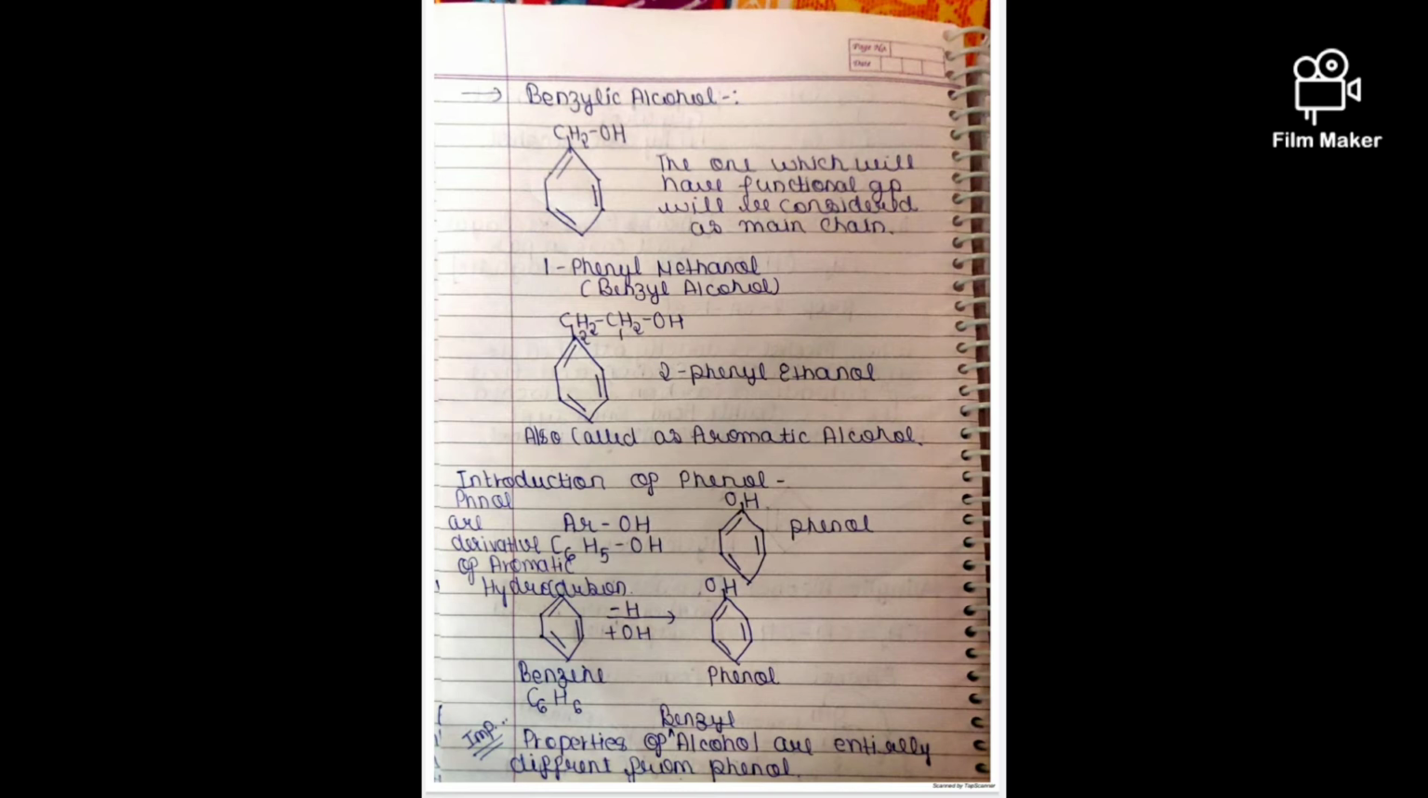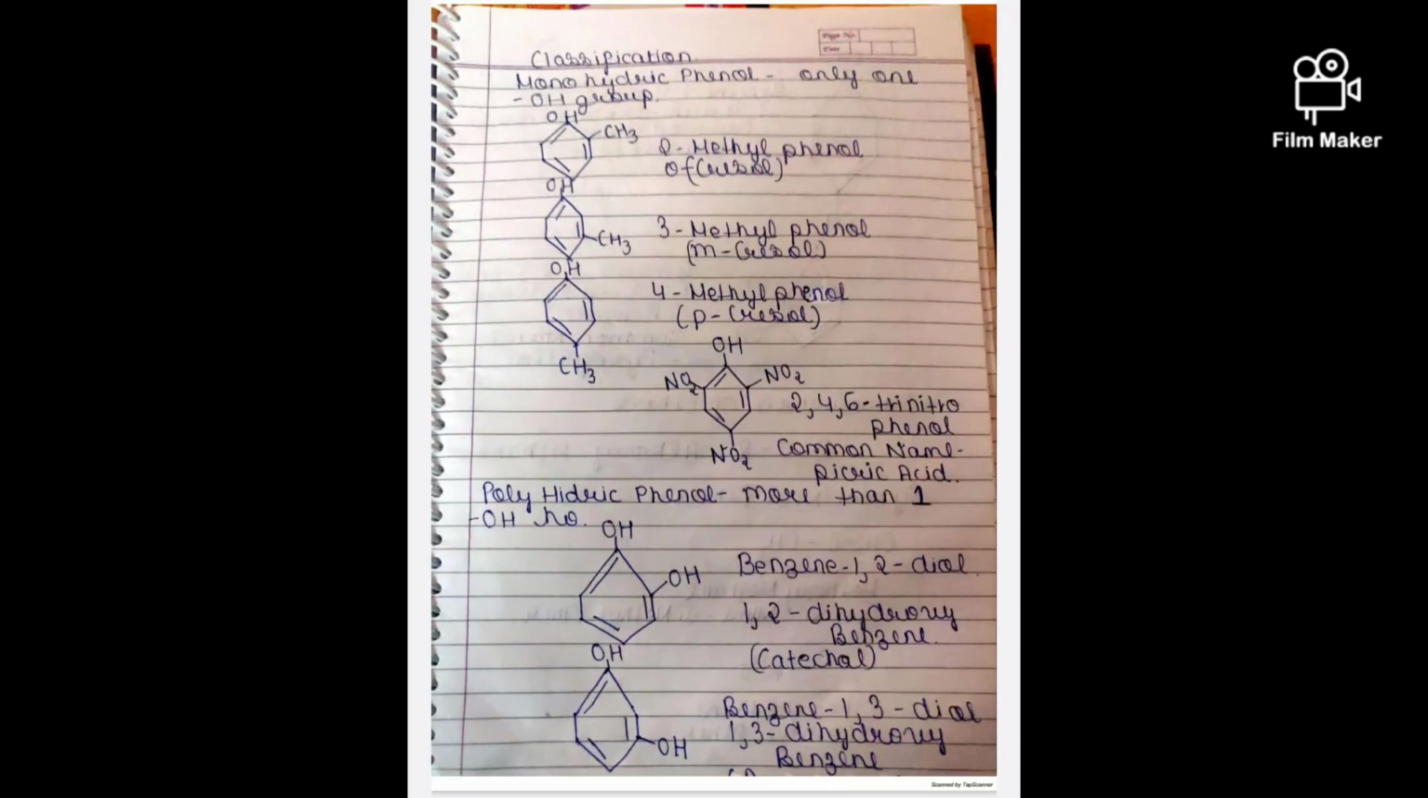Now you must note here that the properties of benzyl alcohol are entirely different from those of phenol. We have a classification of phenol also, as we did for the classification of alcohol. Similarly, we have monohydric phenol, dihydric phenol and trihydric phenol, and dihydric and trihydric phenols are categorized under polyhydric phenol. In monohydric phenol we have only one OH group, in dihydric we have 2, and in trihydric we have 3.